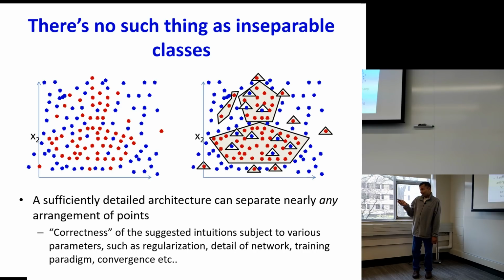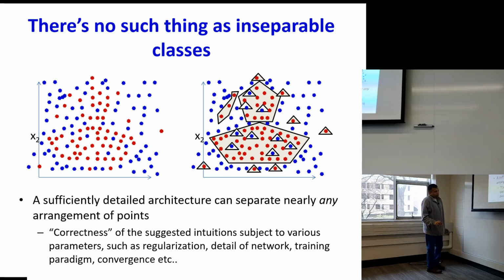Why is that? There's nothing stopping me from learning a crazy function of that kind, right? So a sufficiently detailed architecture can separate nearly any arrangement of pairs. I'm saying nearly because the specific arrangement where it cannot separate is if the x values are identical and the y values are different. But anything else, I can always overfit something and learn a model.